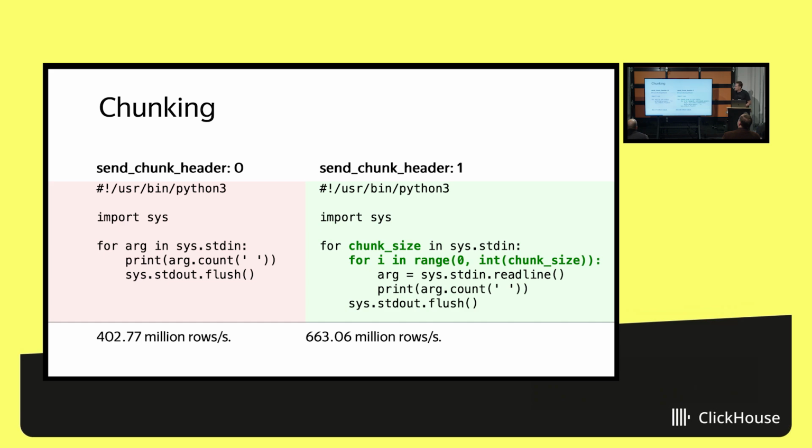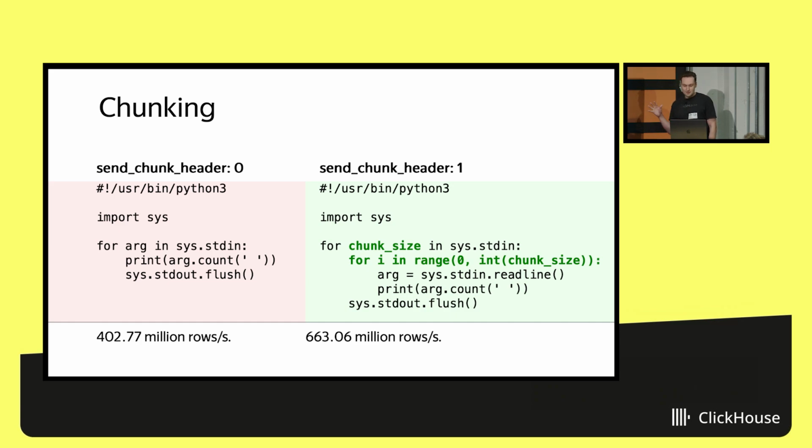It is named chunking. For the executable pool type of the script, there is the default option. And the default option, as we saw, was just 400 million records per second. But you can change it and specify the option send_chunk_header equals 1 in the specification of the user-defined function.